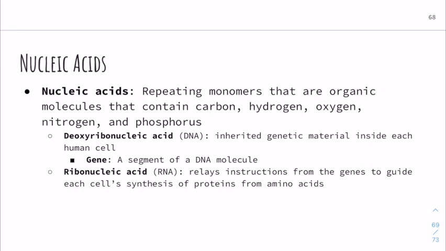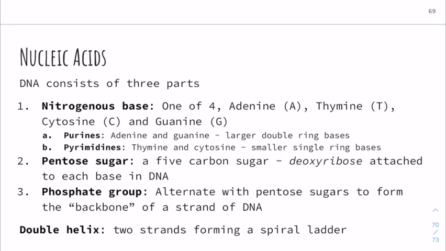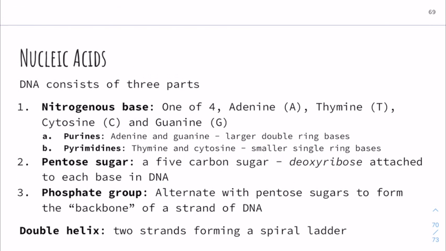So DNA has 3 different parts. It has the nitrogen base, which is either adenosine, thymine, cysteine, or guanine. Those 4 nitrogen bases are either purines or pyrimidines. Adenosine and guanine are the purines. They are large double-ringed bases, while the pyrimidines are thymine and cysteine. Those are smaller rings. We have pentose sugar in our nucleic acid, which, penta, 5 carbon sugar.